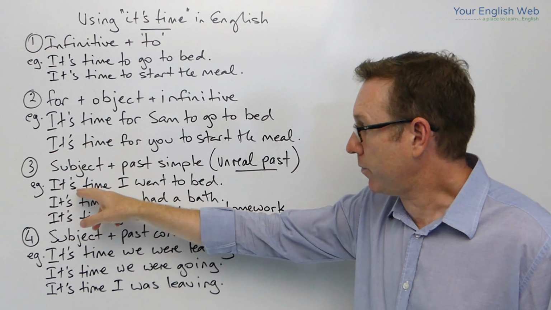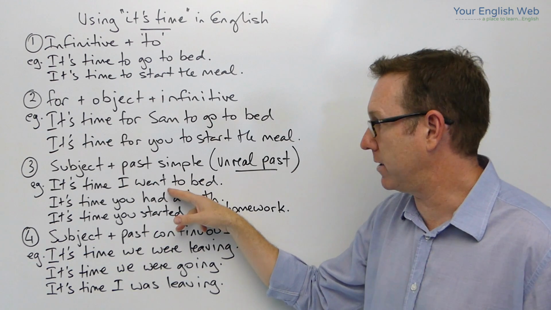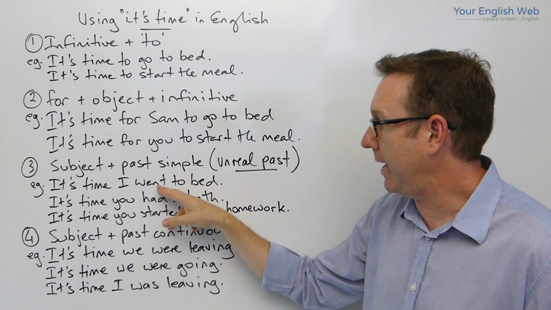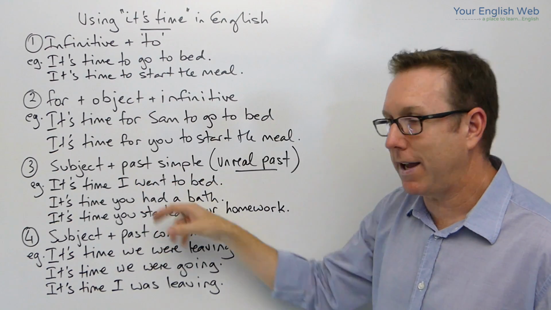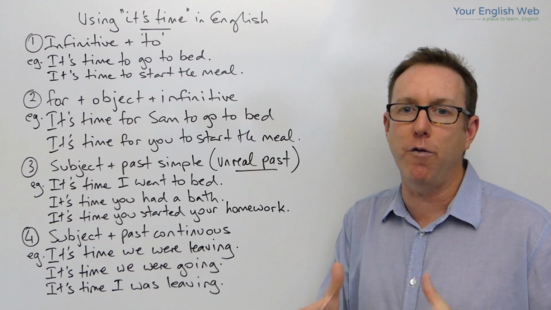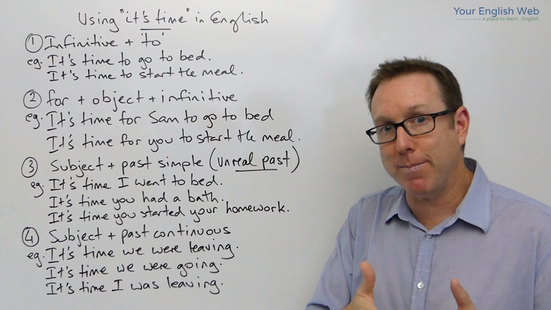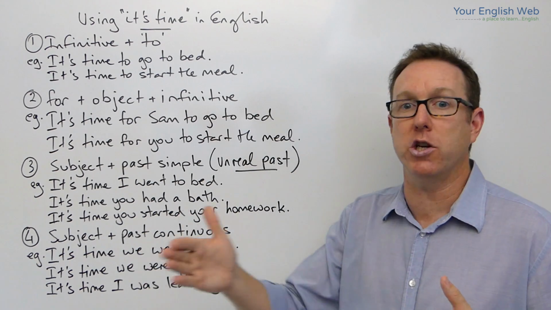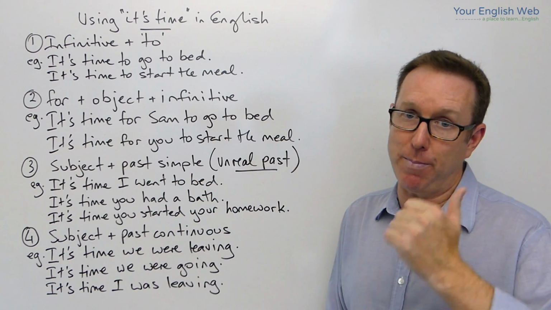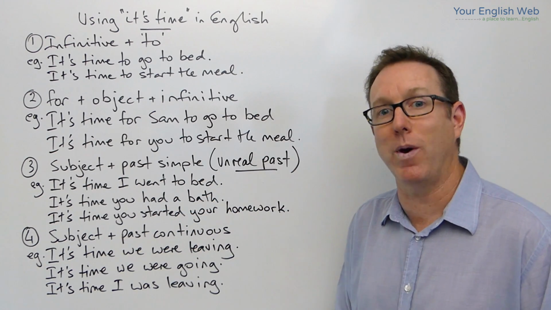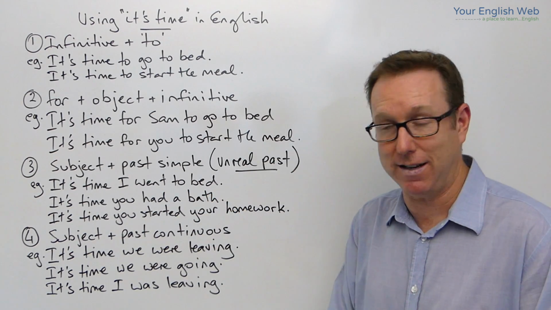Let's have a look. It's time I went to bed. So the past simple here, okay, it's time I went to bed. Now the difference here is that we get the sensation that it's a little bit overdue. It's something that should have happened before, and perhaps the event has gone on longer than it should have. So it's time I went to bed, meaning that I should have gone to bed perhaps a little bit earlier.